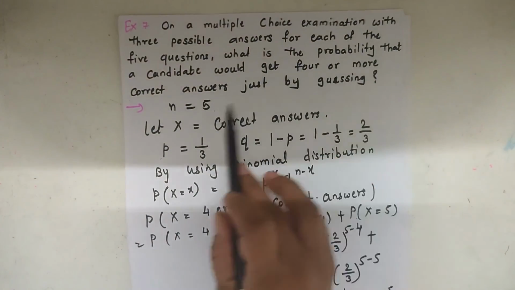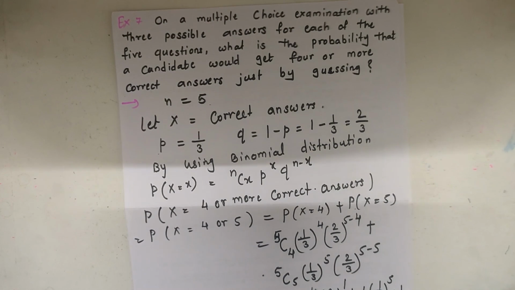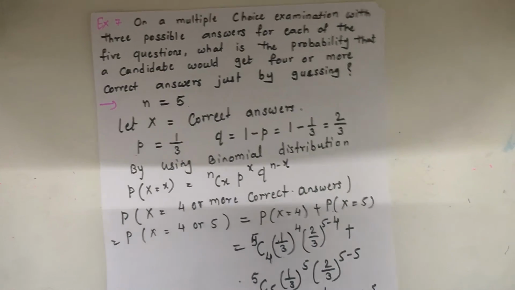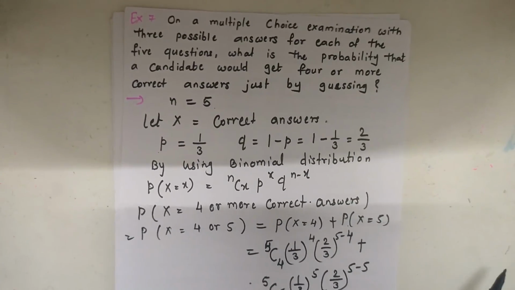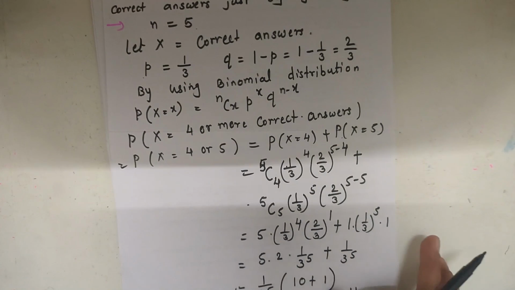4 or more correct answers means 4 or 5 correct answers. So in this way, using the binomial distribution, we can solve these two examples.